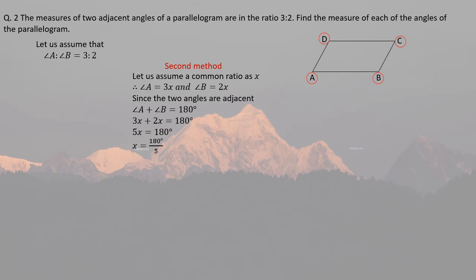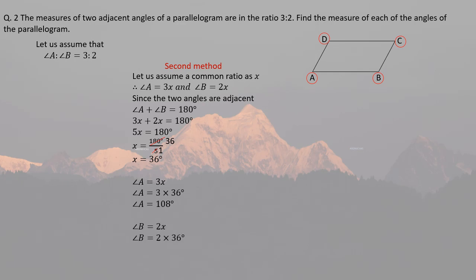Now 5 divides 180 degrees. So x equals 180 degrees by 5. 5 times 36 is 180 degrees. Therefore, we are getting the value for x as 36 degrees. We are not done here. We need to find out angle A, and we know that angle A equals 3x. So angle A equals 3 into 36 degrees, and 3 times 36 is 108 degrees.